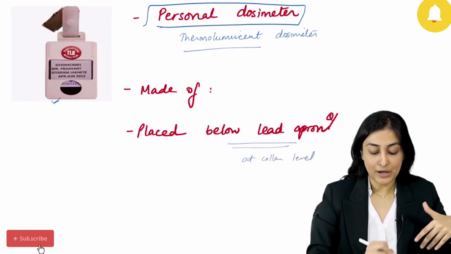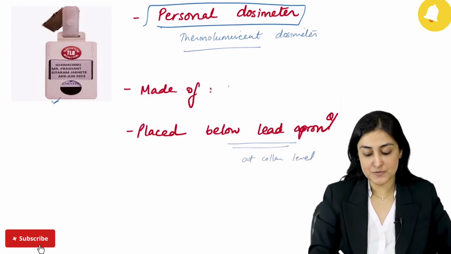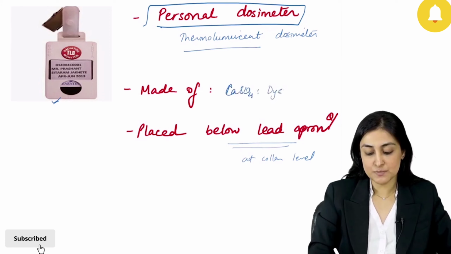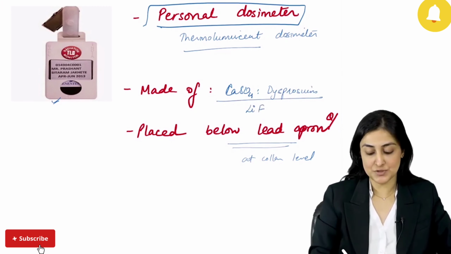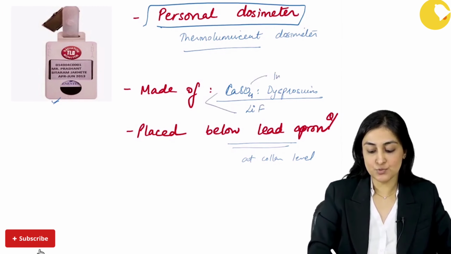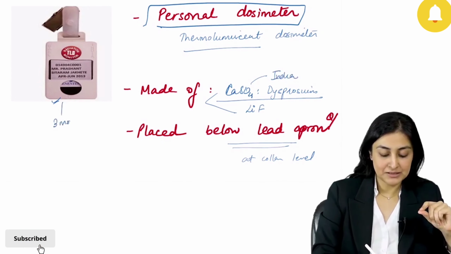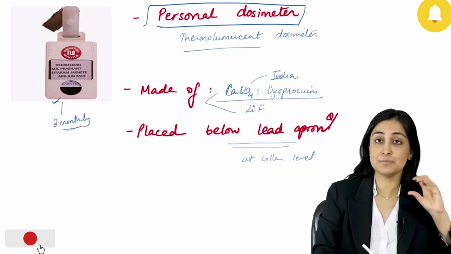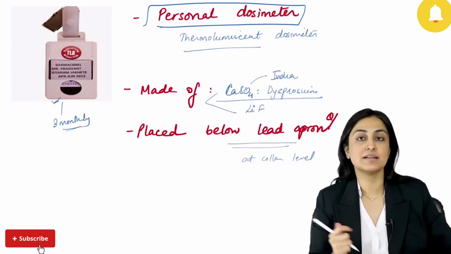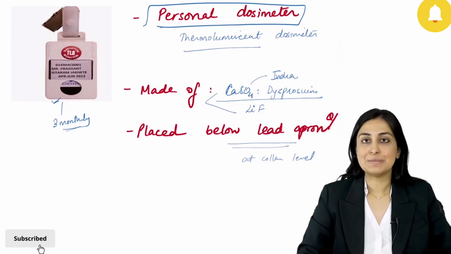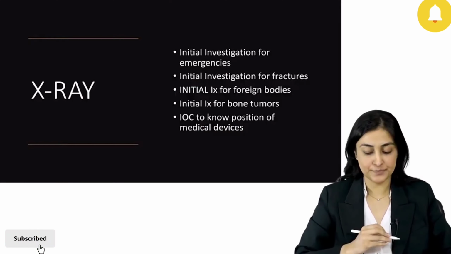And what is the compound that it is made up of? Remember, it is made up of calcium sulfate, which is loaded with dysprosium. This is what it is made up of in India. Apart from this, lithium fluoride can also be used. There's one more option that we have, but this is what we use in India. And remember, this dosimeter has to be sent every 3 months. Every 3 monthly the calculation happens of the radiation that you've been exposed to. So this is the usage of a personal dosimeter or a thermoluminescent badge.